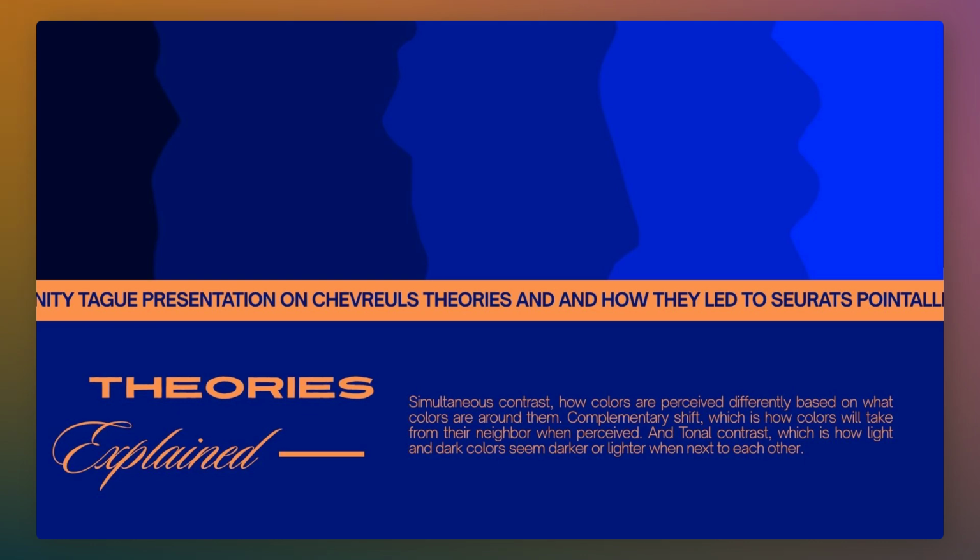And tonal contrast, which is how light and dark colors seem darker or lighter when next to each other. So in this example of the blues, each section is the same color throughout the section, but next to the dark versus the light, it looks like they fade into a different colored blue, when in fact, they're the same blues. Chevreul's main contribution was turning color into something predictable and scientific, and while his work was not for painters, it became a widely used tool by many of them.